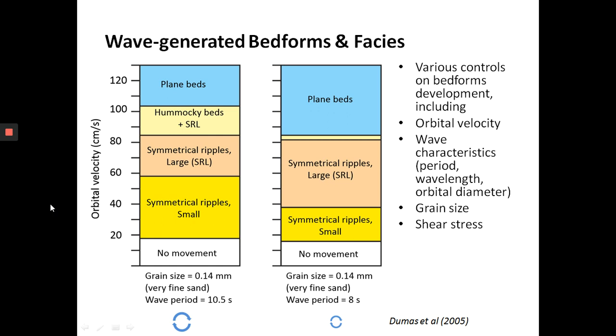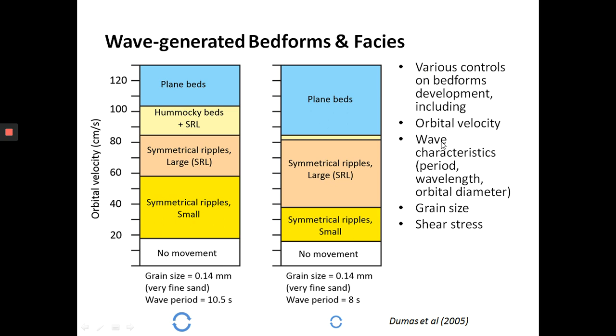Right? For one thing, there's shear stress. There's a boundary shear stress. Okay? So here, we make it more complicated, just a little bit. So for wave-generated bedforms and facies, there are various controls in bedform development.